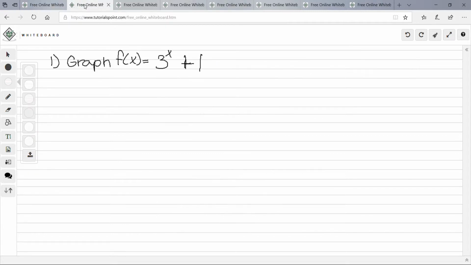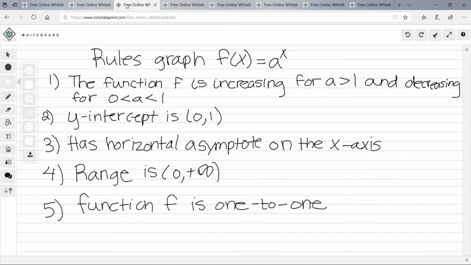So the first one is an exponential graph. It says we must graph f of x equals 3^x plus 1. Before I go any further about graphing an exponential graph, I want to go over some properties of exponential graphs. The properties are the rules of an exponential graph f of x equals a^x. The function f is increasing for a greater than 1 and decreasing for a greater than 0 and less than 1.